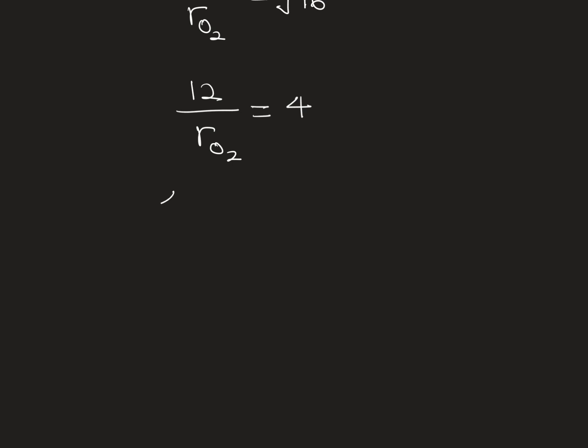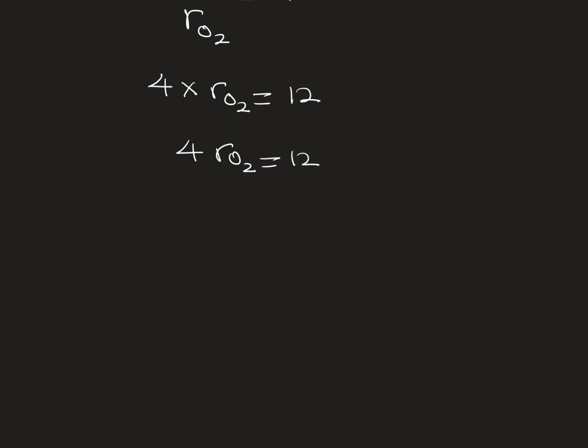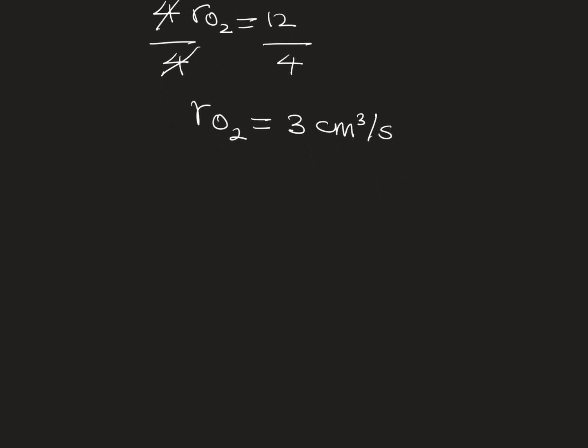If we cross multiply, we'll have 4 times the rate of diffusion of oxygen gas is equal to 12. That is 4 times the rate of diffusion of oxygen gas equals 12. So to find the rate of diffusion of oxygen gas, we divide both sides by 4. So the rate of diffusion of oxygen gas is equal to 3 centimeter cube per second. All right. But that is not the final answer. Remember, the question asks us to find the time.